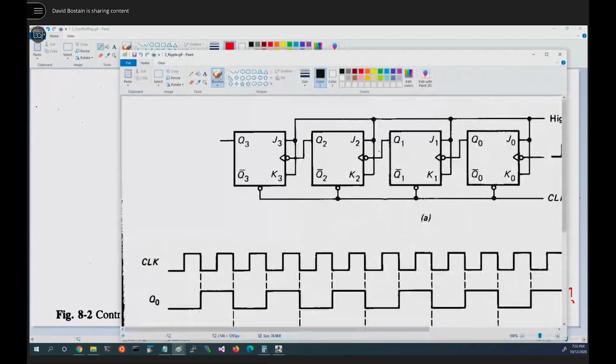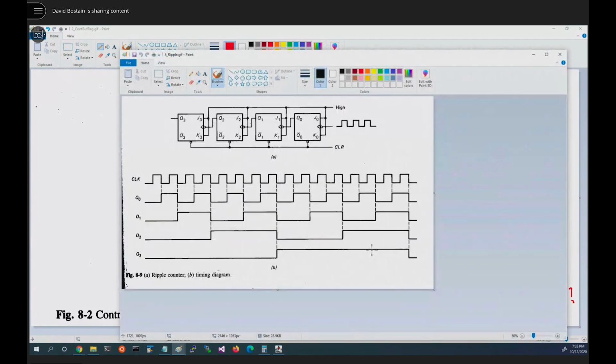Now let's assume we did this with JK flip-flops. I'm going to wire J and K permanently high. That means they're going to toggle. Every JK is wired high. Q will toggle every time we get a, notice how they drew it here? So it's on a falling edge.